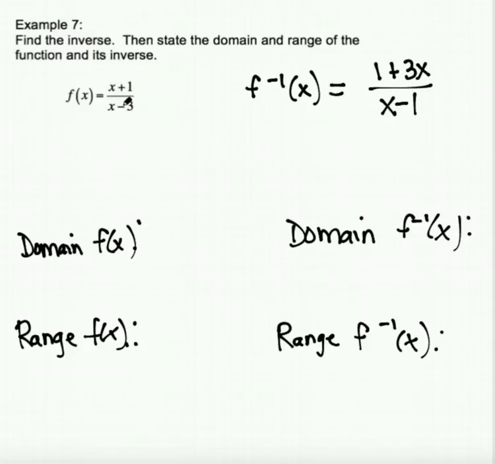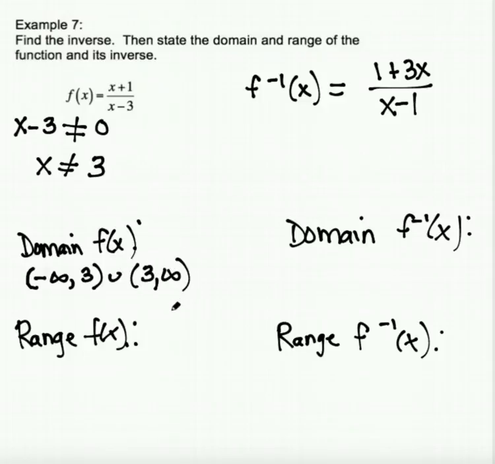My original function has a denominator that we have to worry about. Remember, the restriction is to take the denominator, which is x minus 3, and set it not equal to 0. So that tells us that x cannot equal 3. So I'm going to go ahead down here for the domain of f of x and write that in interval notation. That interval notation is going to be negative infinity to 3, union 3 to infinity. Now remember, these two go hand in hand, so I can copy that as the range of the inverse: negative infinity to 3, union 3 to infinity again.